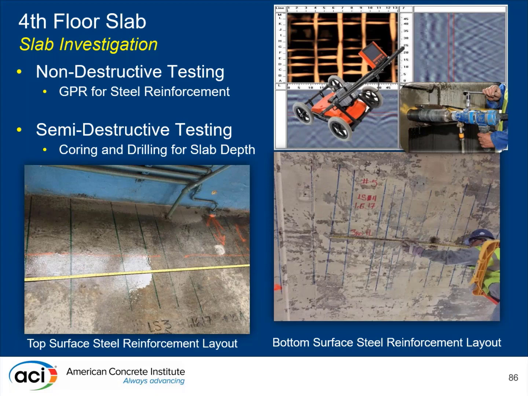As part of the investigation in this example, ground penetrating radar was used to identify steel reinforcement. Whenever you're using non-destructive technologies, which are very useful and a good method to evaluate a structure, confirming conditions and calibrating the results for the specific conditions becomes of importance. Semi-destructive testing was conducted in this instance, with coring and drilling for the slab depth and to confirm conditions.